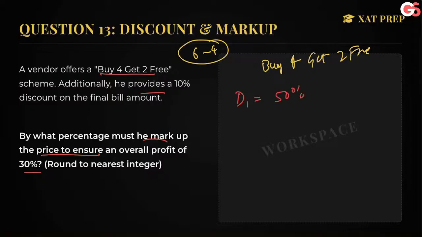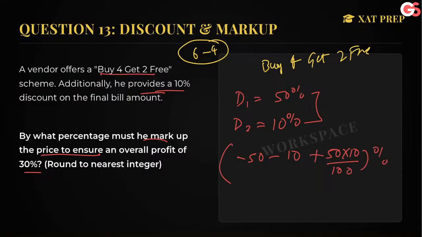There's a discount, बिना बोले, unsaid discount of 50% is there, right? D1. And then he provides 10% more, so D2 is 10%. So overall, the discount will be minus 50, minus 10, plus 50 into 10, whole upon 100. This gives you how much? Minus 60 plus 5 is minus 55%. So overall 55% discount आ गया है. But he wants a profit of 30%.